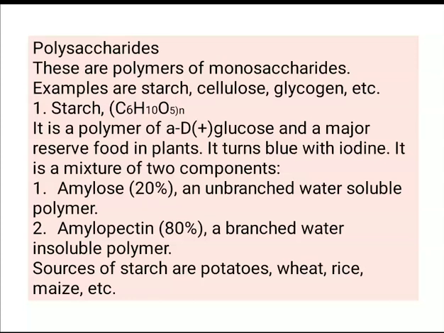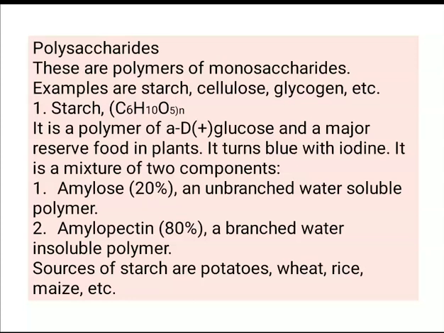So what is starch? Starch is a polymer of alpha D glucose and a major reserve food in plants. It turns blue with iodine. Actually, starch is a mixture of two components. One is a water soluble component and another one is a water insoluble component. Now the water soluble component is called amylose and it is just 20% of the molecule.